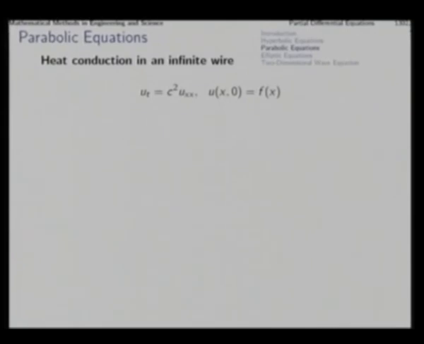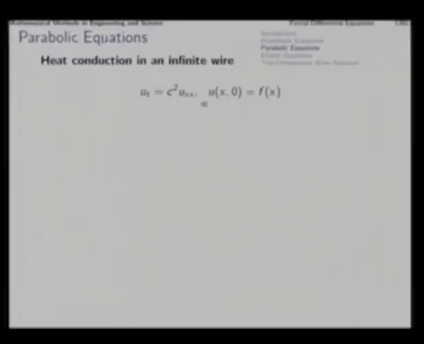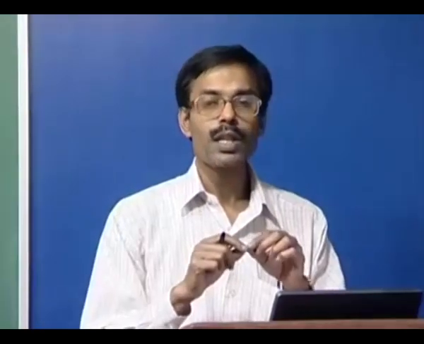Another particular case we can consider is the same heat conduction problem, but not over a finite rod, not over a finite domain, but over an infinite wire. For example, suppose this is the infinite wire. In this case we will not need any boundary condition, because the infinite wire will have no boundary. We are trying to find solutions which are bounded, that is all.